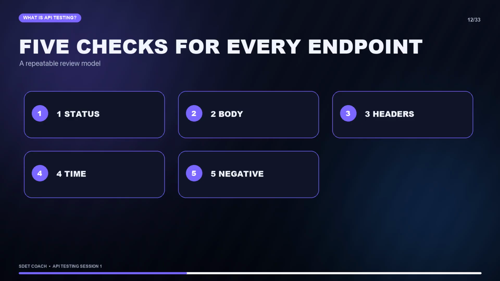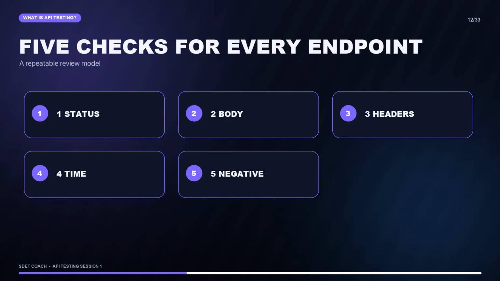First, status. A success endpoint should use the documented success code, and each failure mode should use the documented error code. Do not accept any 200 family code merely because it is green. Second, body. Check critical values, not every character. Validate identifiers, business outcomes, required fields, data types, and nested objects. Overly broad exact response comparisons become brittle when harmless fields change.